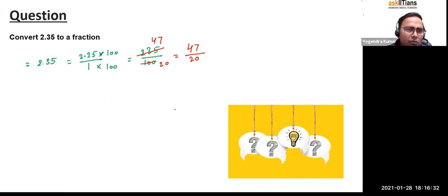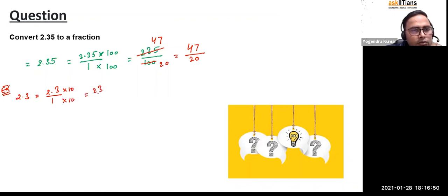Yes, we can take more examples. If it is just 1 digit, like 2.3 only, another example. So 2.3 divided by 1. Now how many digits are there? Only 1 digit, so that's why 10 and 10. So 23 divided by 10. Now we can't simplify, so leave it as it is, right?